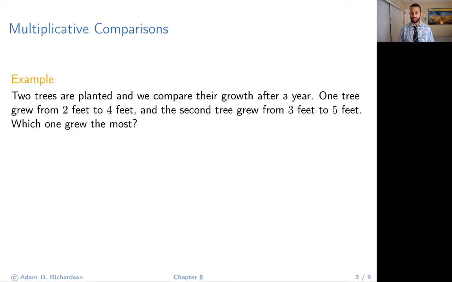So here's an example, and this will be a good time for you to pause and think and then talk about what you're thinking about. So let's say 2 trees are planted and we compare their growth after a year. One tree grew from 2 feet to 4 feet, and the second tree grew from 3 feet to 5 feet. Which one grew the most? So take a moment and think about that.